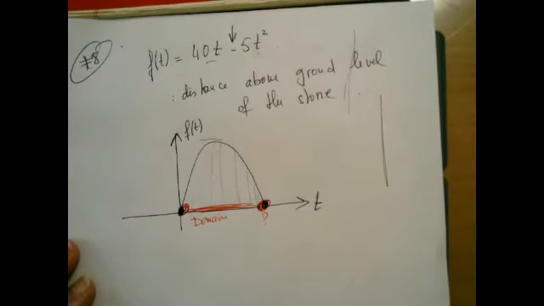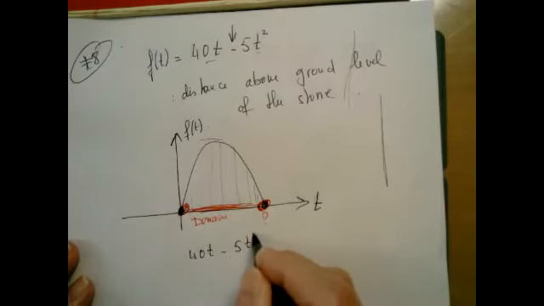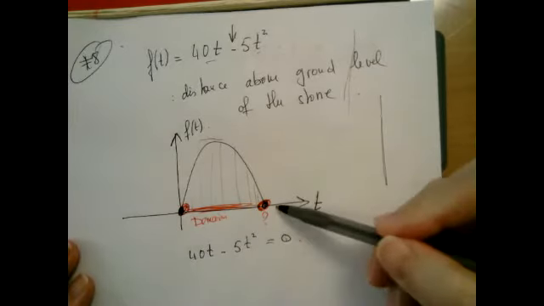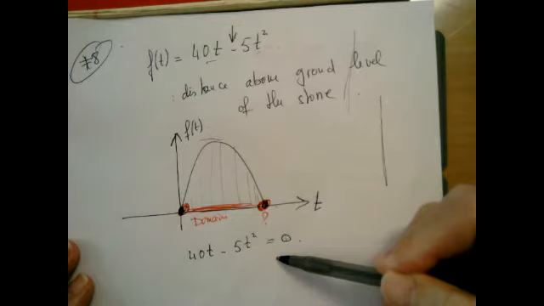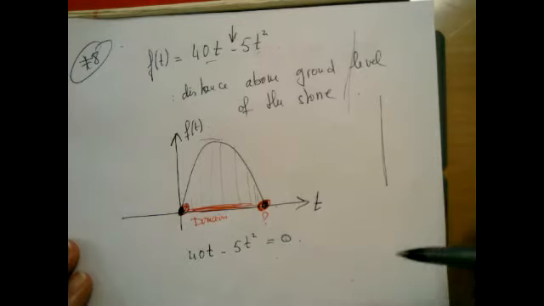What happened to this value? How do we get it? To find this value, this occurs when f of t is equal to 0. So this value here is obtained when the height is equal to 0. So now let us solve for t.